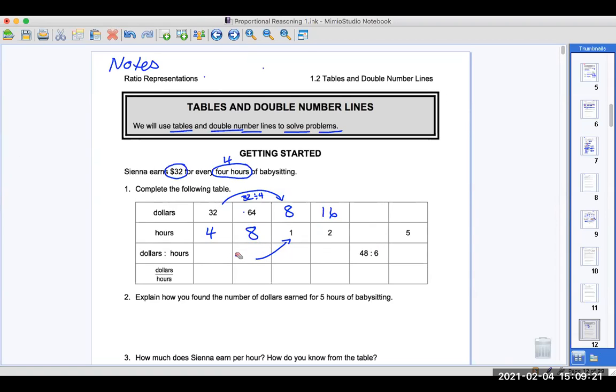I erase this so I have room to write. So these are true proportions. So dollars to hours. Dollars is listed first, so that's what you have to use first. So the number 32 is first. 32 to 4. The order is important. How it's listed.